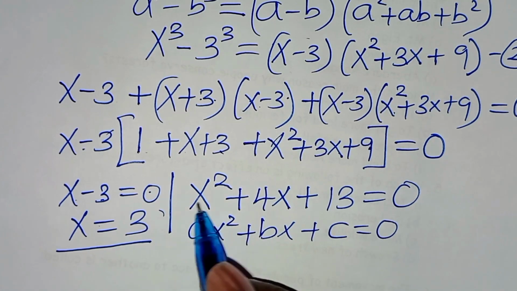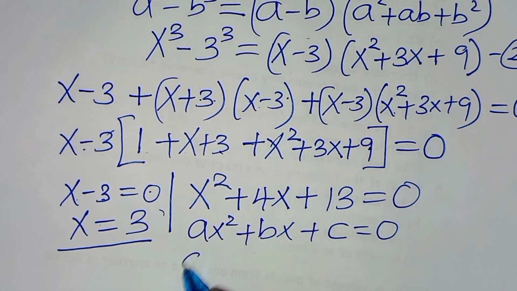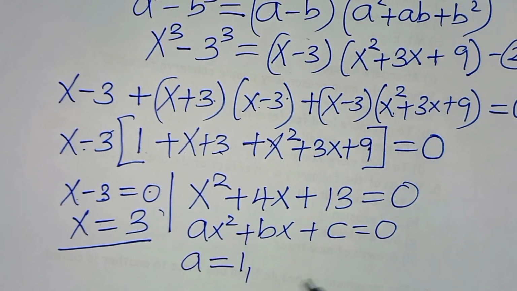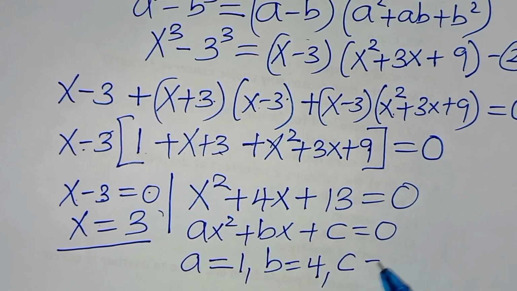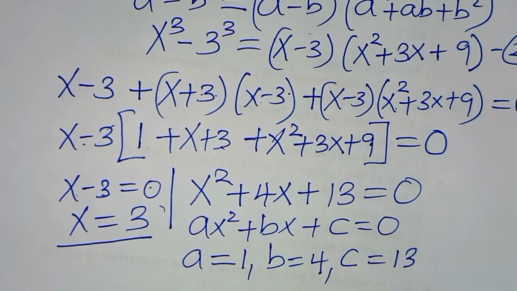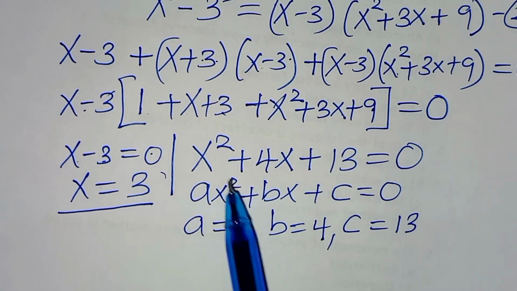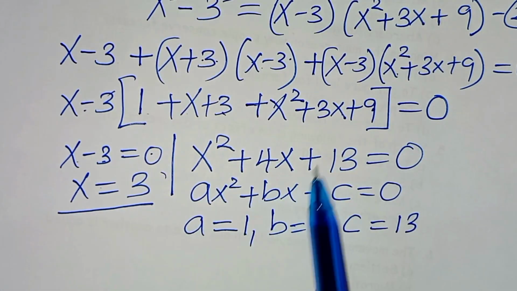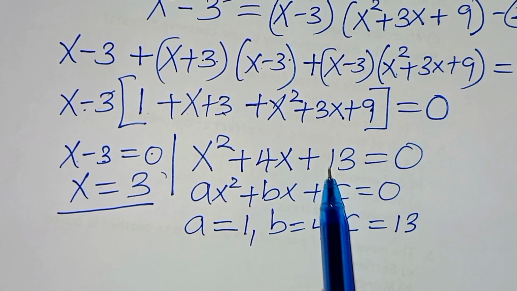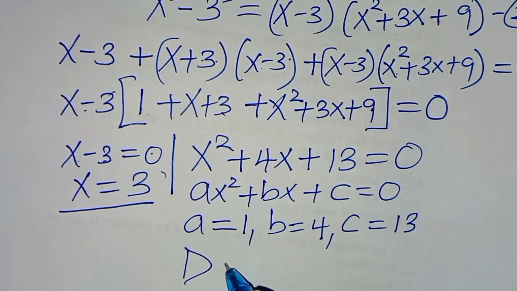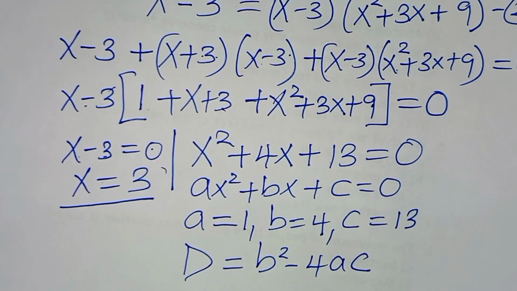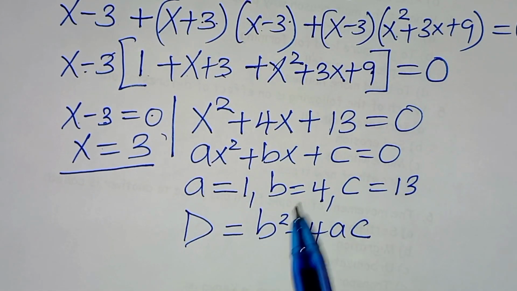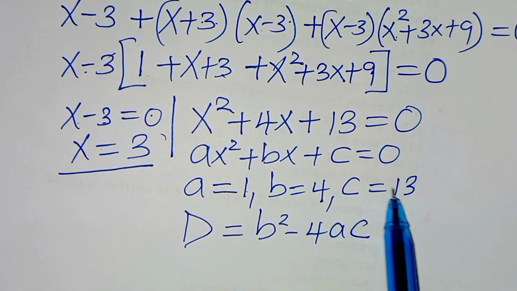Now, for this quadratic equation, we have the value of a equal to 1, the value of b equal to 4, and the value of c equal to 13. Now, let's check the nature of this quadratic equation by assessing the discriminant value, which is basically b squared minus 4 multiplied by a multiplied by c.